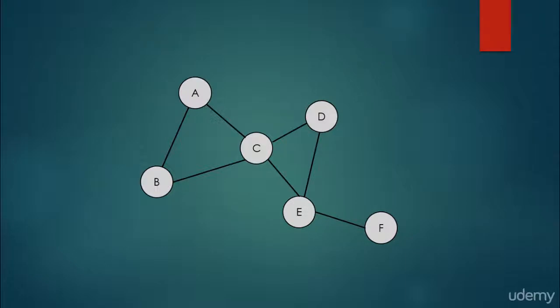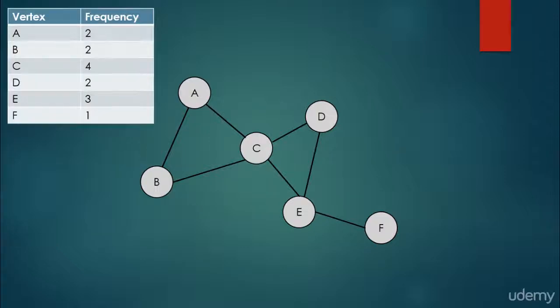Let me illustrate how it works. We have 6 nodes: A, B, C, D, E, and F, and we have to calculate the degree distribution, or the valence. As I said earlier, we have to calculate that, for example, A has 2 neighbors, B and C. B has 2 neighbors, A and C. C has 4 neighbors, A, B, D, and E. E has 3 neighbors, C, D, and F. F has only 1 neighbor, E. We just have to calculate it.